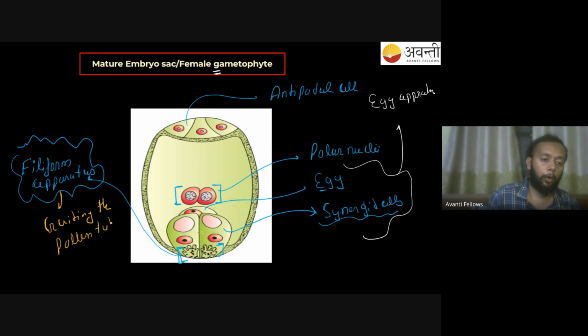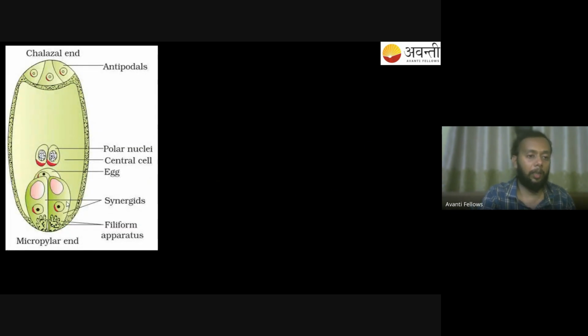So what pulls the pollen tube towards the ovule is basically your filiform apparatus and synergid cells together. You have to remember this, because you will find questions coming based on them, right? So that is something you can see over here. In the picture you have the synergid cells, and you can see the filiform apparatus. Also you know that the synergid cells and the egg are collectively called my egg apparatus. This is something you know.